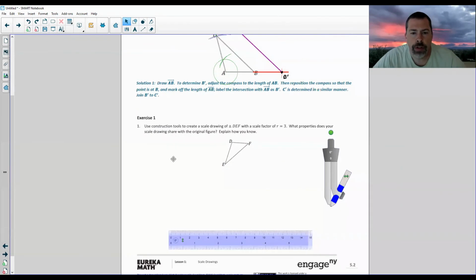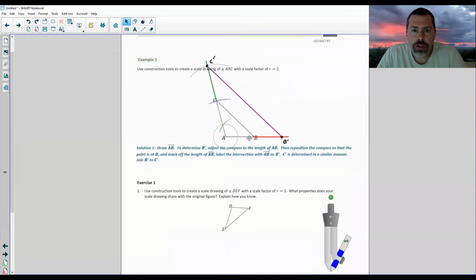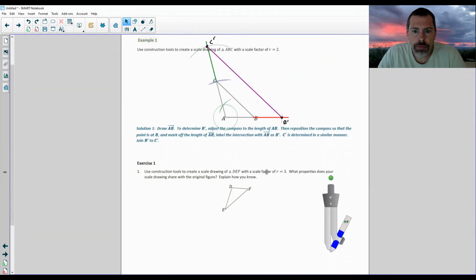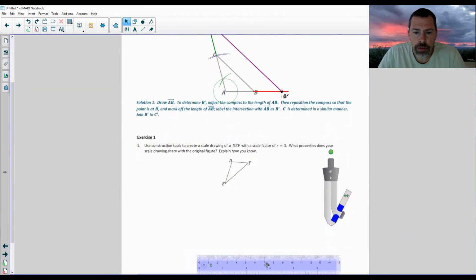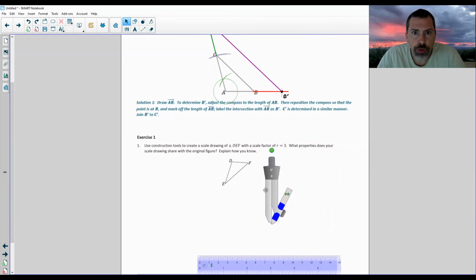Exercise 1, you know what exercise means, right? Pause the video, see if you can do this on your own. Unpause the video, see how you did. I'm going to use the first step that we did in the example, rather than using the, actually, I take that back. I'm going to do it like example 2. I'm going to copy an angle and then extend.